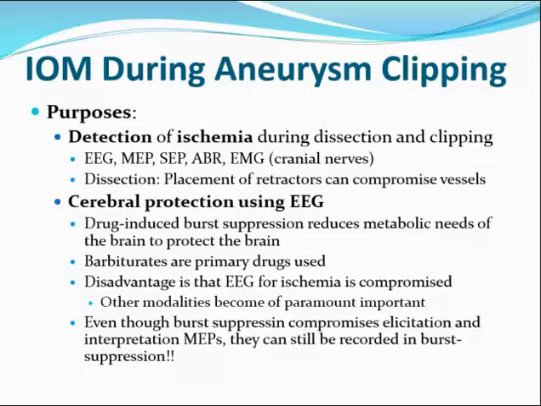Now, aneurysms can be on the anterior circulation, or aneurysms can be on the posterior circulation, the vertebral system. So each and every one of these requires different monitoring protocols. For the anterior system, we are talking about what we have already spoken about: EEG, SCPs, motors.